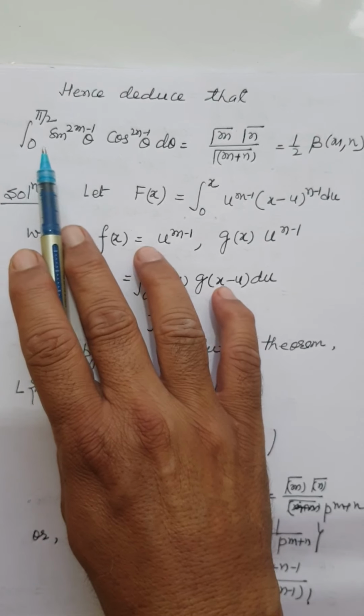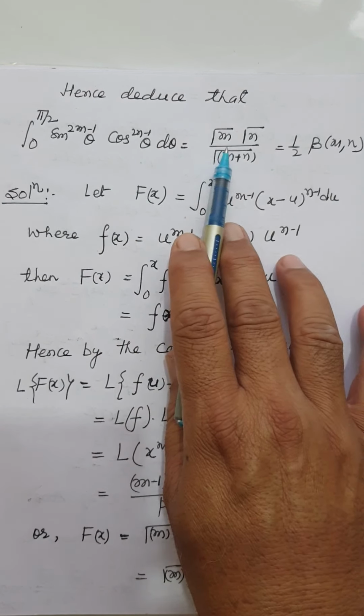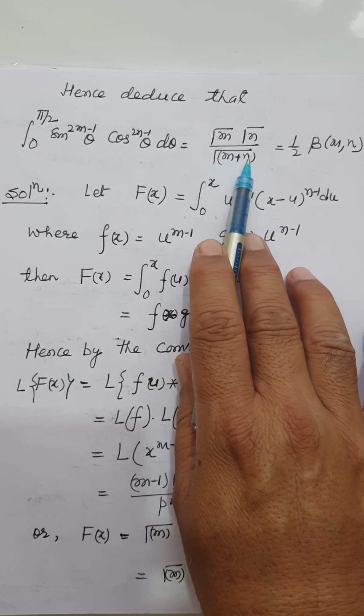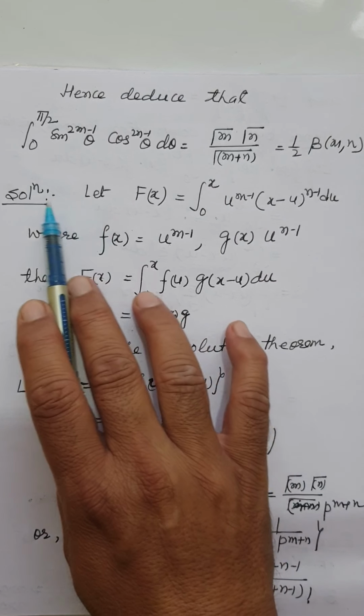Hence, it is reduced to the integral from 0 to pi by 2 of sine 2m minus 1 theta cos 2n minus 1 theta d theta, which is equal to gamma m gamma n upon gamma m plus n, which is equal to 1 by 2 beta m n. Solution.